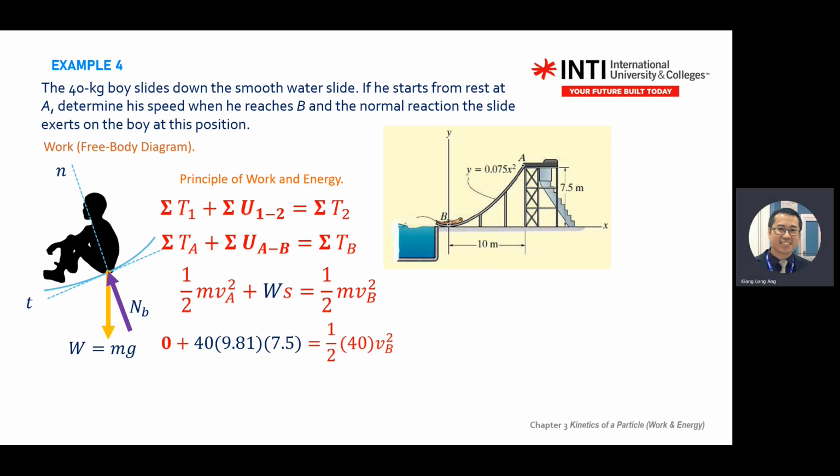Before, velocity at A is 0, right? Then W, you know, is mg. Distance traveled is 7.5. And don't confuse it with the curve traveled. It's actually going down. So don't confuse 10 meters and 7.5. This one we focus on going down. That's why your S is 7.5 and not 10.